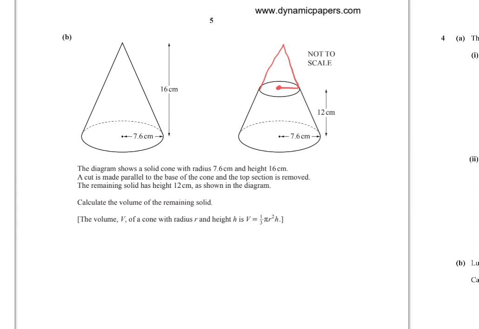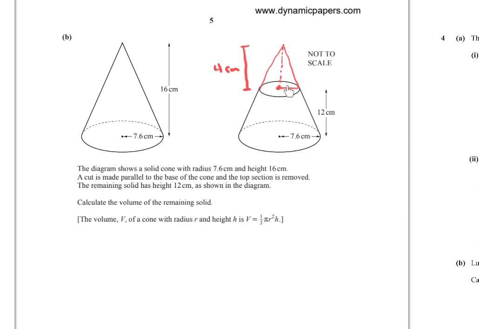So we need to find the volume of the removed one. To find the volume of the remaining solid, you need the volume of the large cone minus the volume of the small cone. For the volume of the large cone, we have the radius and the height, so you can use the formula 1/3 πr² times height. But for the small cone, we need to find the radius and the height. For the height of the large cone, 16, minus the height of the remaining solid, 12, we can deduce the height for the small cone, 16 minus 12, so the height is 4 centimeters.